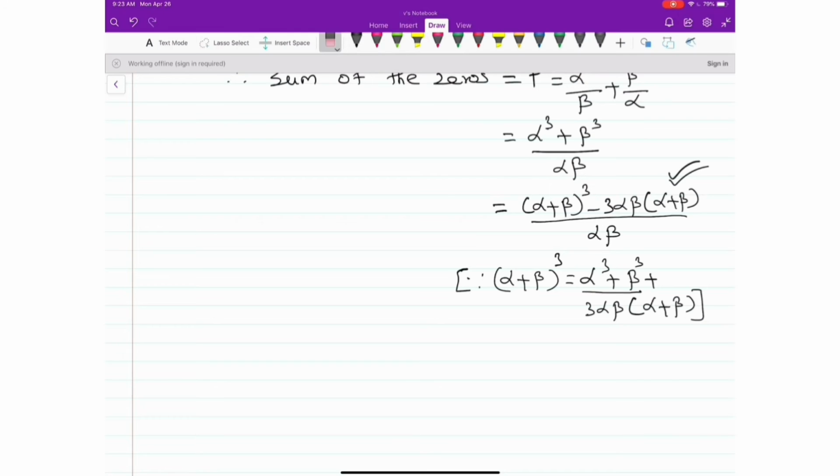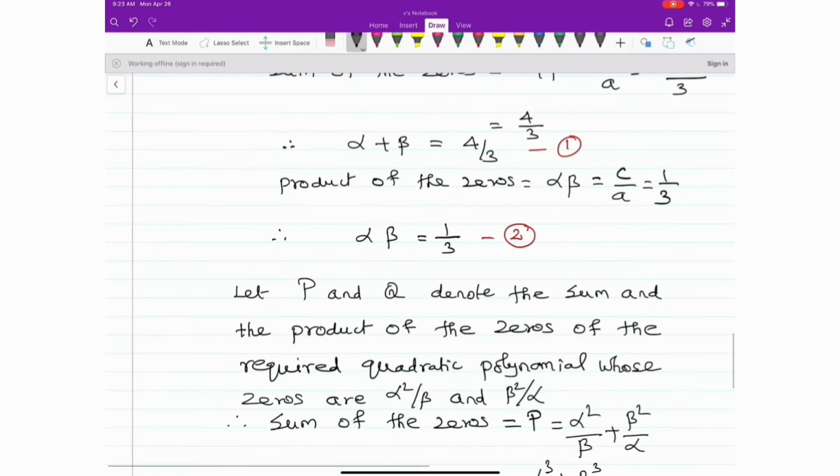Therefore, sum of the zeros is equal to P is equal to, now let us substitute the value for alpha plus beta as well as for alpha beta. See here, alpha plus beta is 4 by 3.